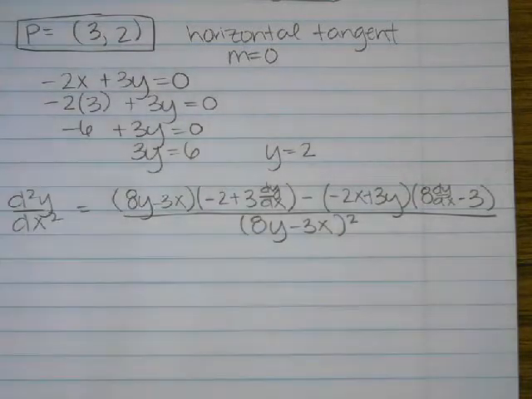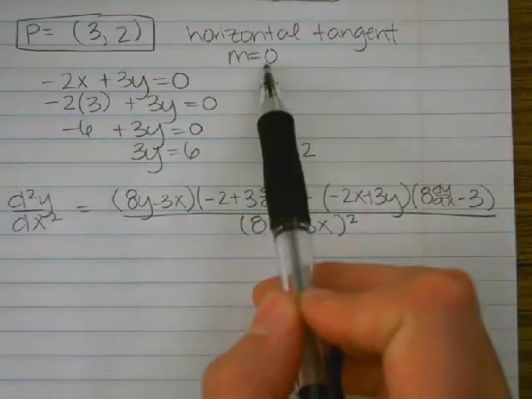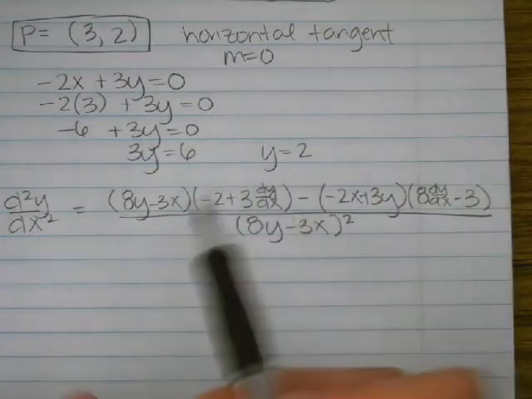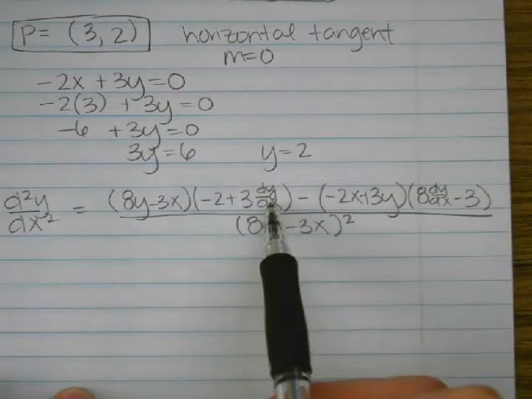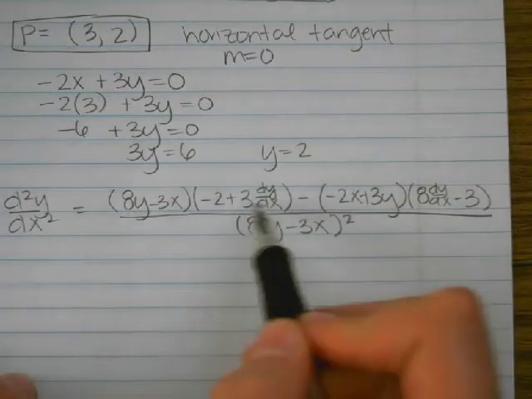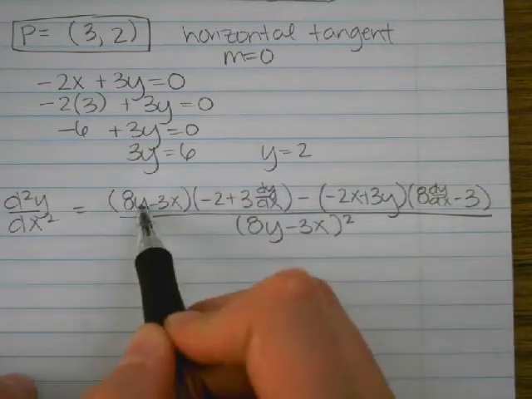And can somebody remind me what dy/dx equals? What does the derivative equal at that point? It's 0, right? The slope is 0 at that point. So anywhere you see dy/dx, you just plug 0 in. Okay? So you're going to take the y and plug in 2.